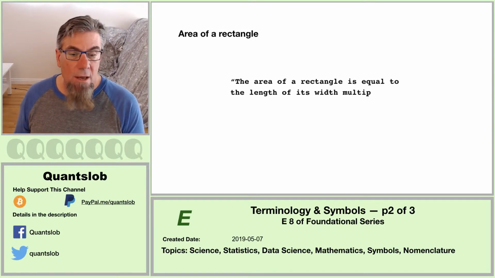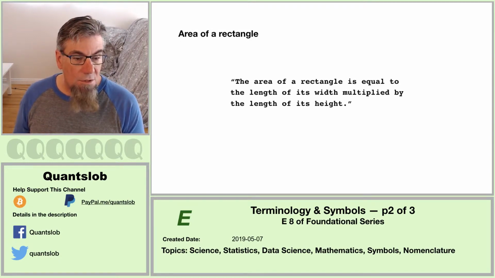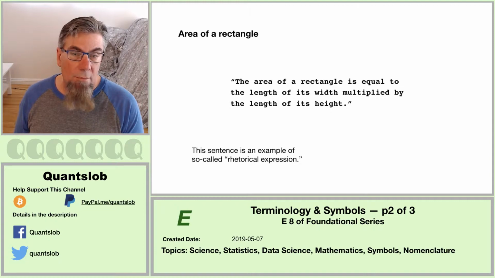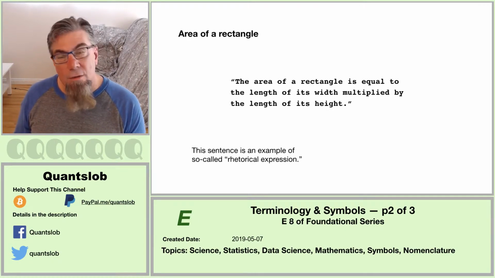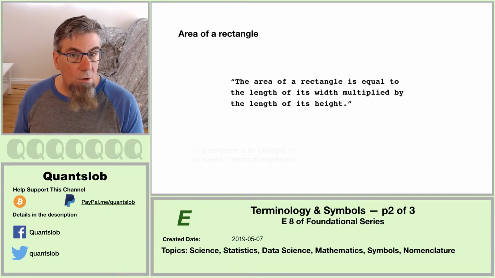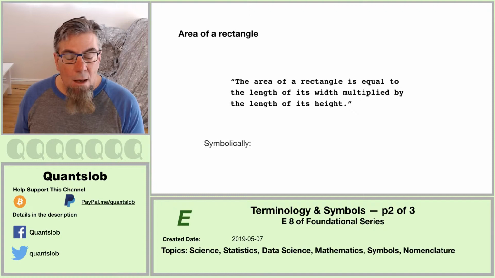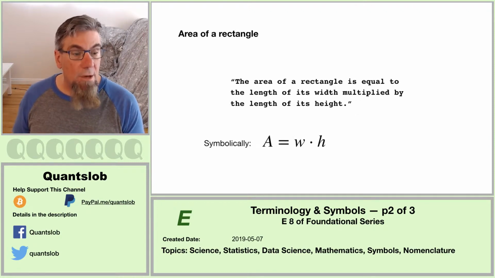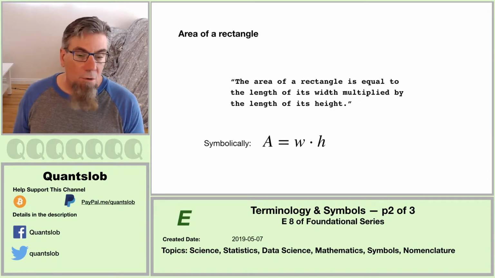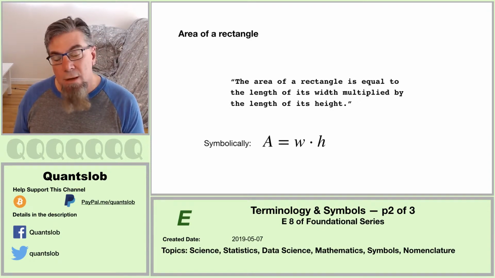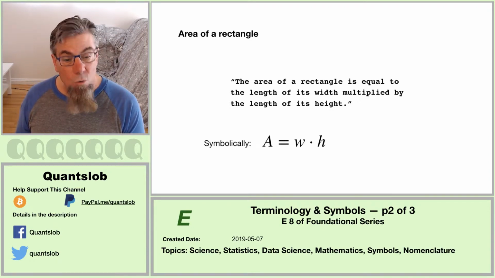Consider the following statement. The area of a rectangle is equal to the length of its width multiplied by the length of its height. This is a mathematical equality expressed in common language. By the way, this is known as a so-called rhetorical expression. Using modern mathematical notation, we can state this rhetorical expression like so. Ultimately, the two statements, the expository statement and the mathematical statement, are equivalent.